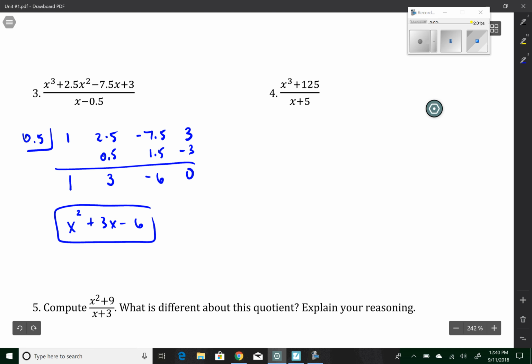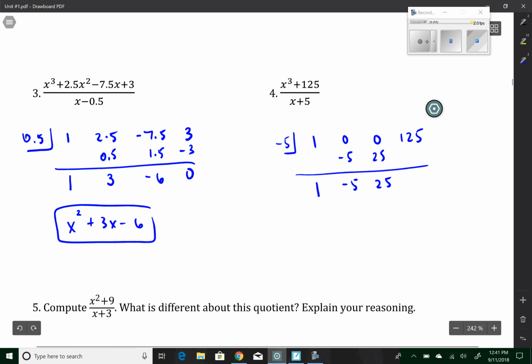X cubed plus 125, tons of missing terms here. The number in our box is negative 5, so I have 1, 0, 0, 125. The 1 comes down. Negative 5 when I multiply. 0 plus negative 5 is negative 5. Then 25. Add them up, and we get a 0. So we have x squared minus 5x plus 25.